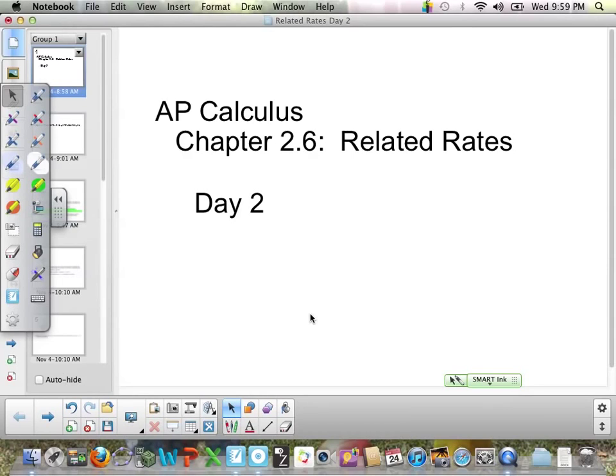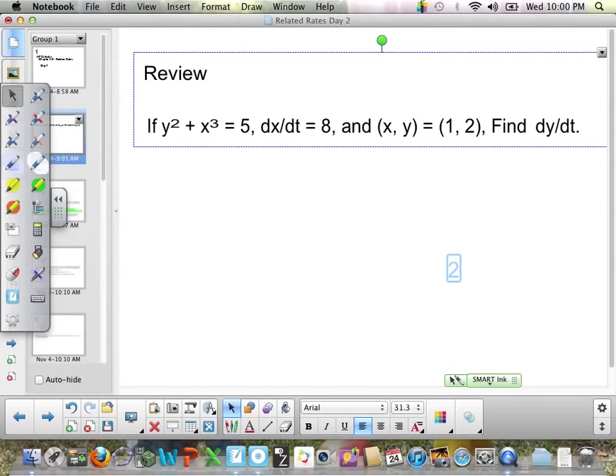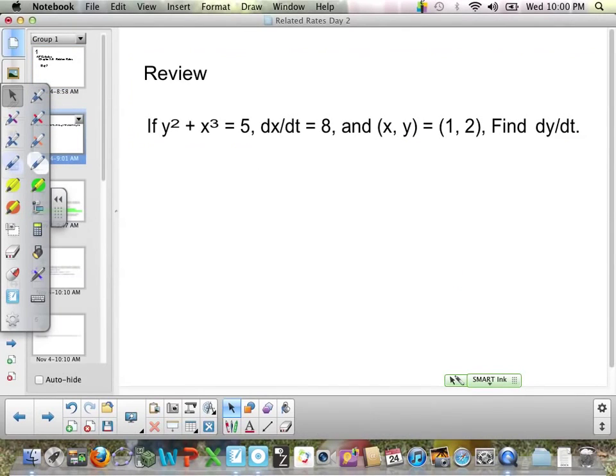The tricky thing about related rates is it's just a lot of concept application. That seems to be difficult for some people. So we're going to start with a non-application problem. They just give us all the information. We do our plug and chug. All right, so if y squared plus x cubed equals 5, dx dt equals 8, and xy equals 1, 2, find dy dt. They took care of drawing the picture, finding the equation, listing what we know and we don't know. We just need to plug and chug to find dy dt.